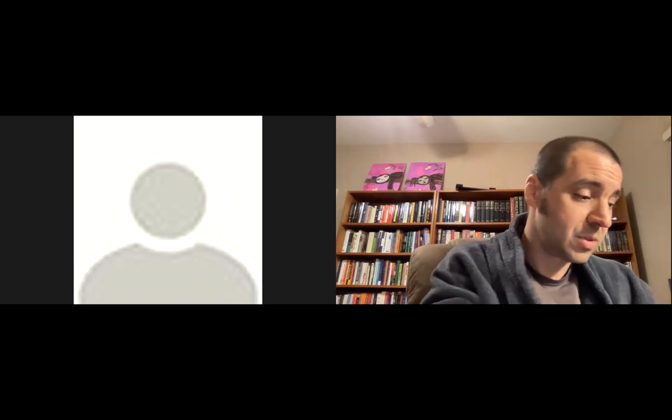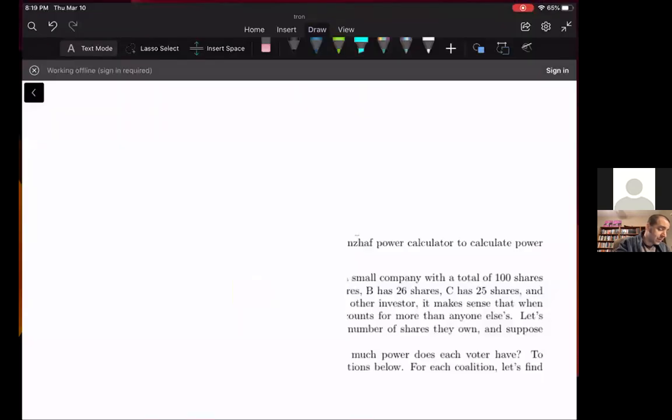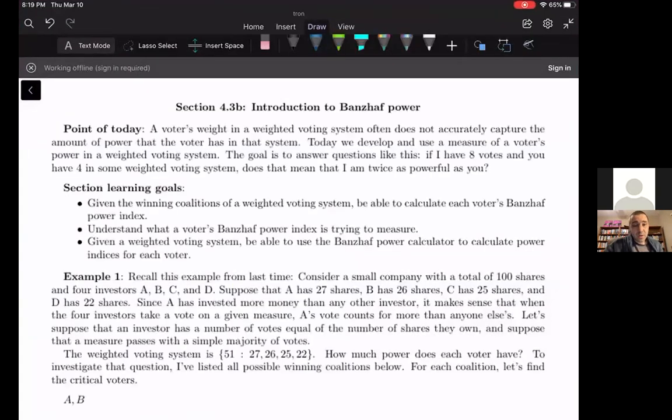Okay, so I'm going to hop into the handout that's on Moodle. If you look at the Moodle page for today, section 4.3b handout, you should see that on there. And there it is. So what we're going to do today is develop a notion of power inside of a weighted voting system. The notion of power we will use is called Banzhaf power, named after John Banzhaf, who came up with the idea. And we start with this observation.